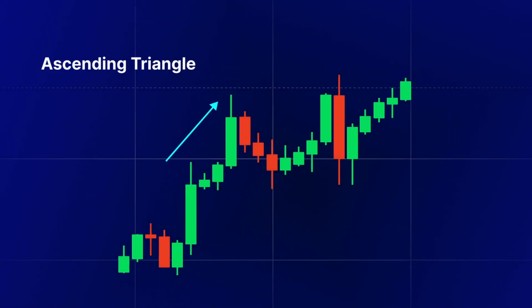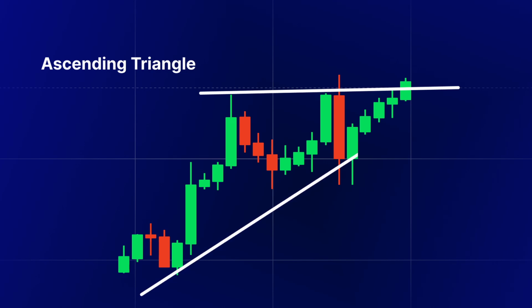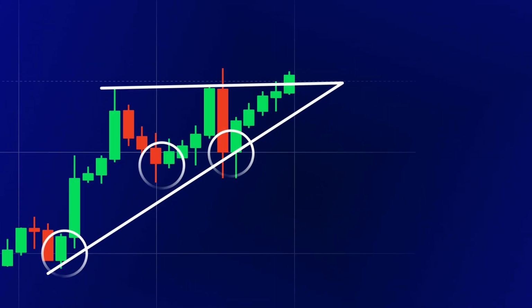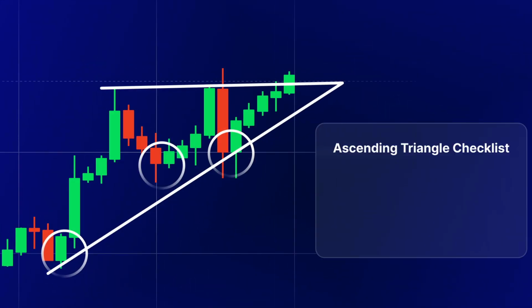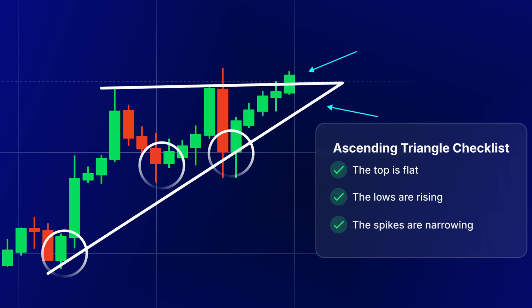Here's the situation. The price is bouncing up and down, up and down. It keeps hitting the same resistance level at the top. But look at the lows. They are getting higher and higher. This is your ascending triangle forming. Use this ascending triangle formation checklist. The top is flat, the lows are rising, the spikes are narrowing, which hints at an upcoming breakout.